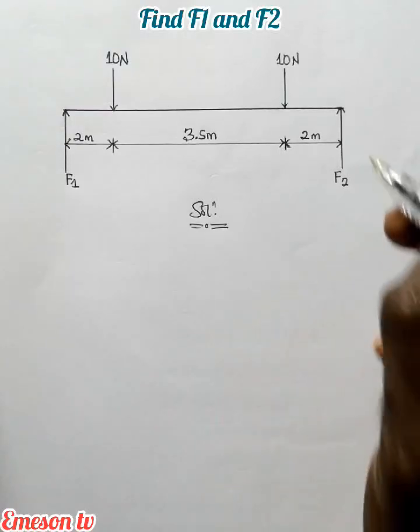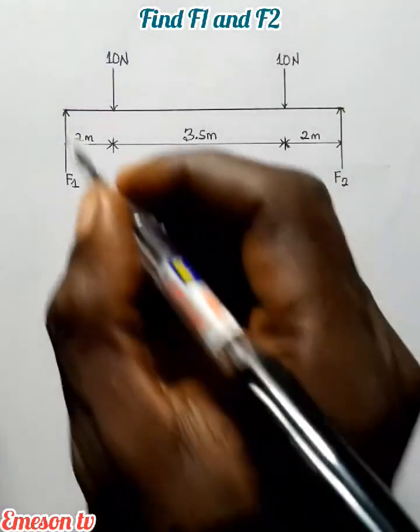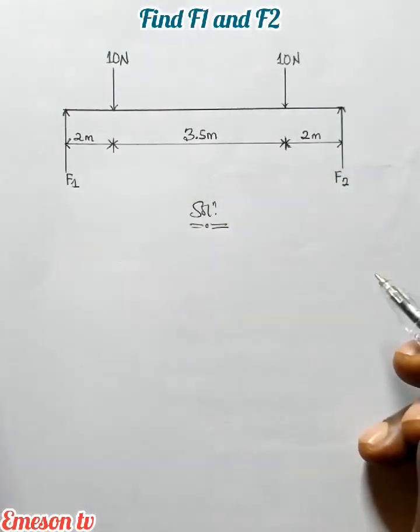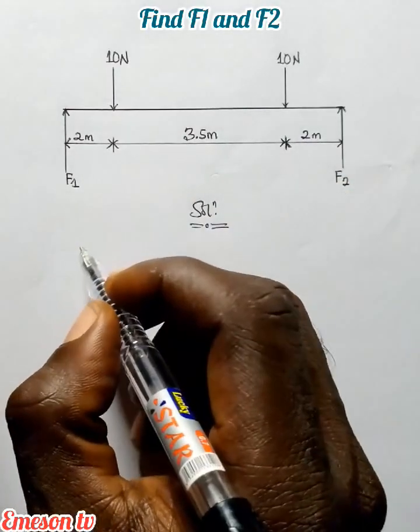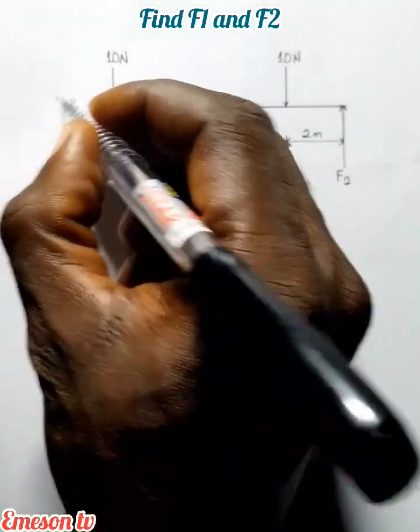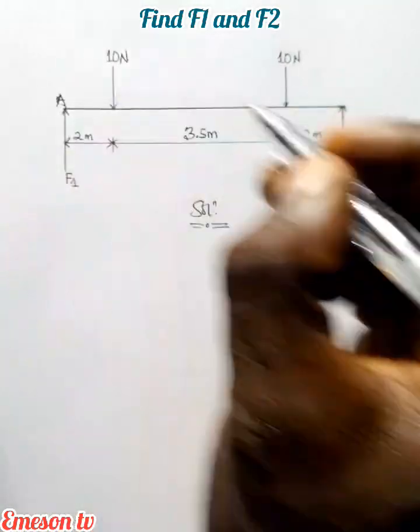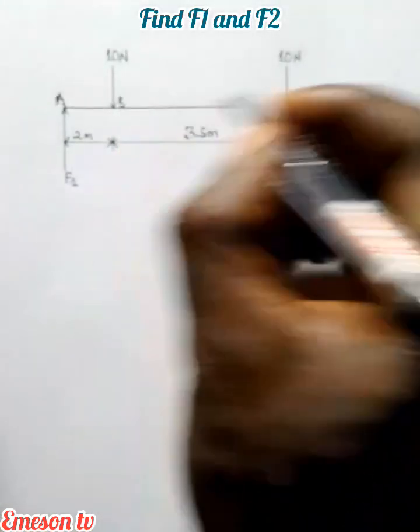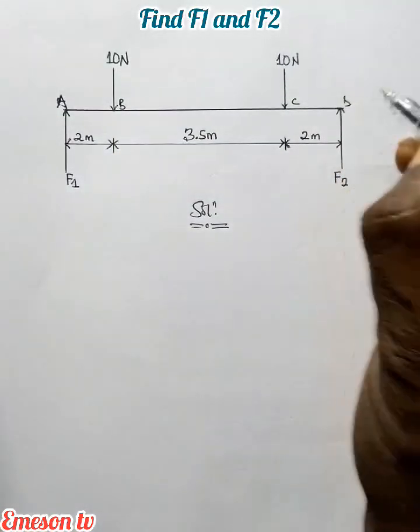You can decide to take moments about this point, or about this point, or about any point. So I'm taking moments about this point. Let's call this point A, point B, C, and D.